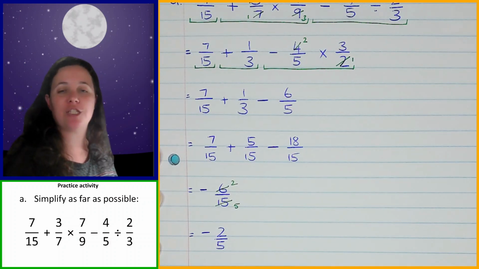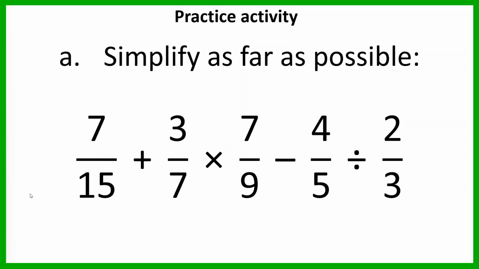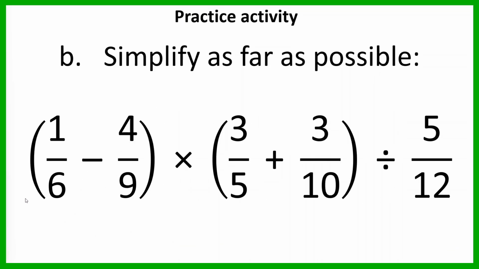Okay, so now let's go on to question B. In question B, we have in brackets 1 over 6 minus 4 over 9 times, in new brackets, 3 over 5 plus 3 over 10, and then divided by 5 over 12. I'm going to give you 3 minutes for this question as well.